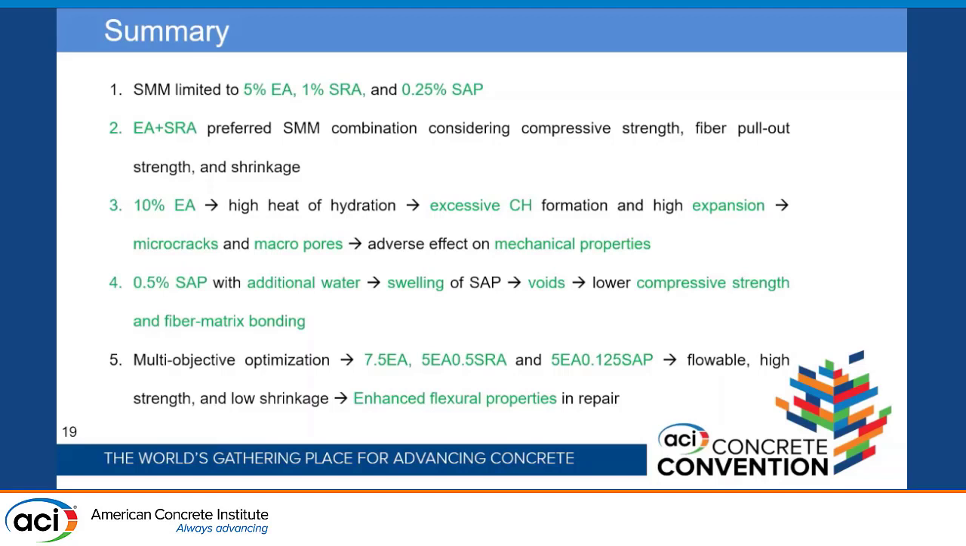Multi-objective optimization showed that the individual use of expansive agent, and a medium level of expansive agent with either low content of SRA or low SAP content, can produce flowable, high strength, and low shrinkage concrete applicable to repair with enhanced flexural properties.